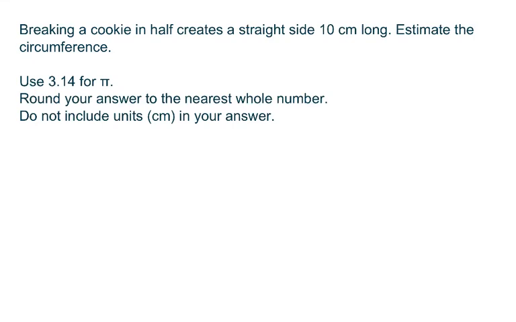Breaking a cookie in half creates a straight side 10 centimeters long. Estimate the circumference. Use 3.14 for pi. Round your answer to the nearest whole number. Do not include units in your answer.